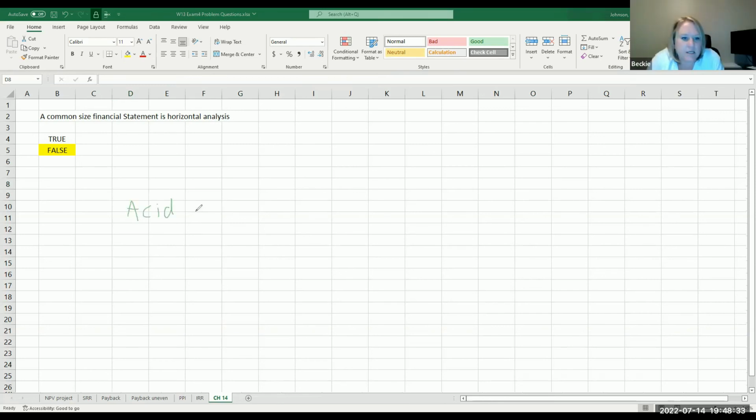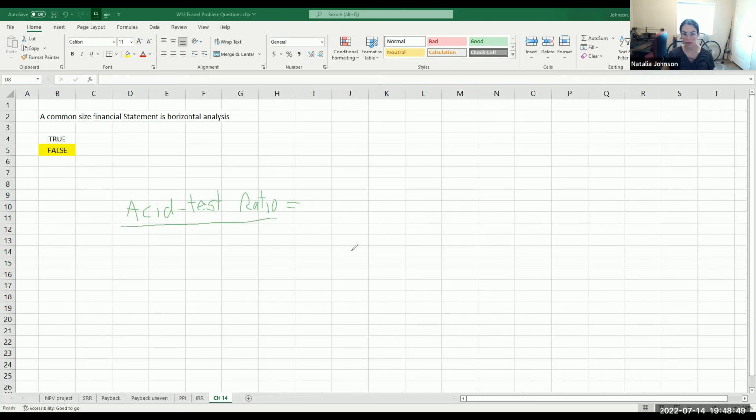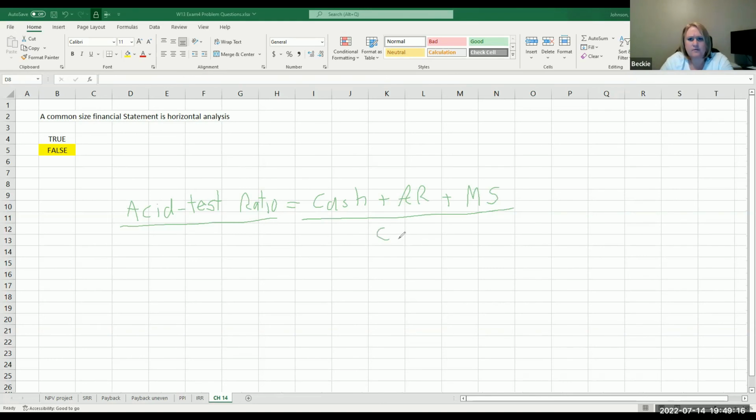Does that sound familiar? Let me look and see. I'm pretty sure that marketable securities is an asset. That's for this ratio. But I don't remember seeing any balance sheet with that. Yeah, that's the acid test ratio. You normally have to add cash, I think accounts receivable, and then the marketable securities, and then all of that divided by current liabilities. Yeah, I don't remember seeing any example with marketable securities. So you usually just add these two.